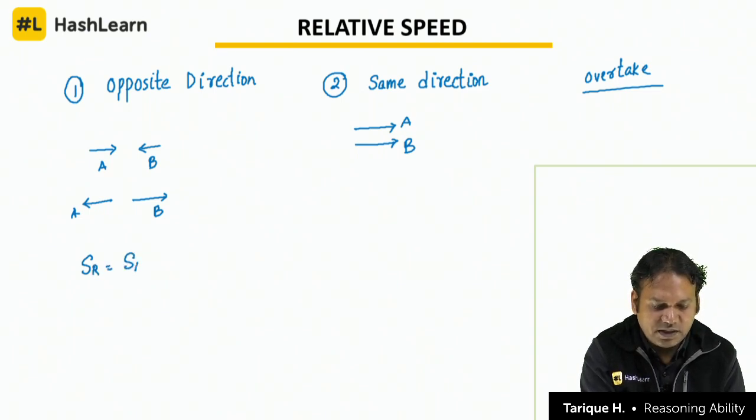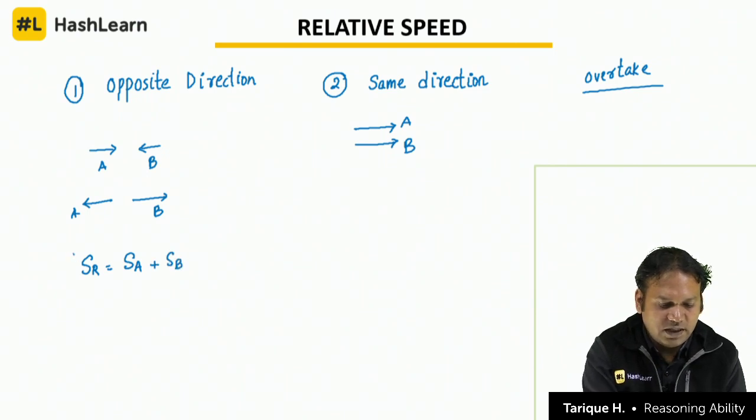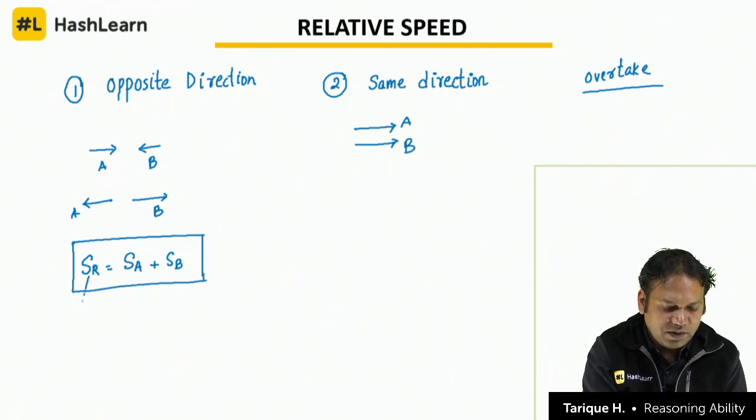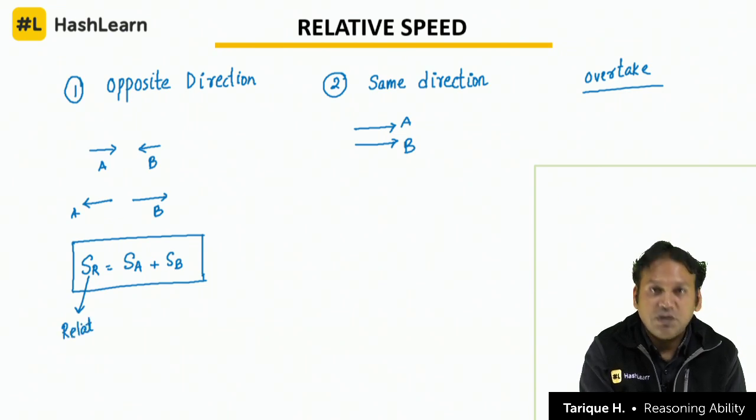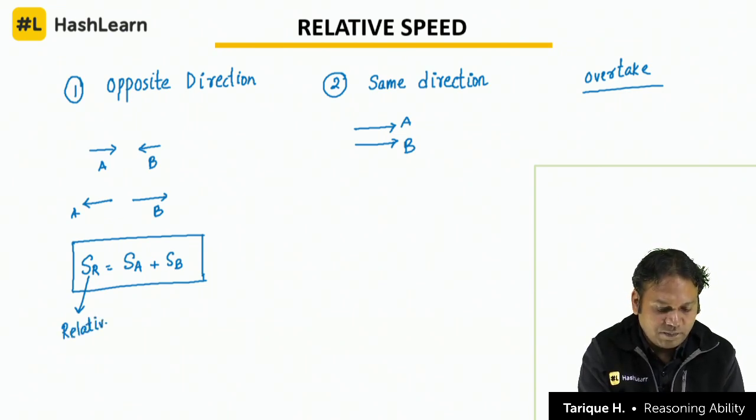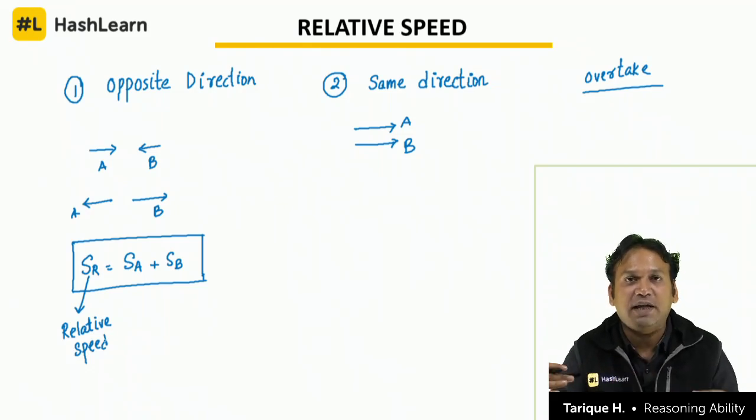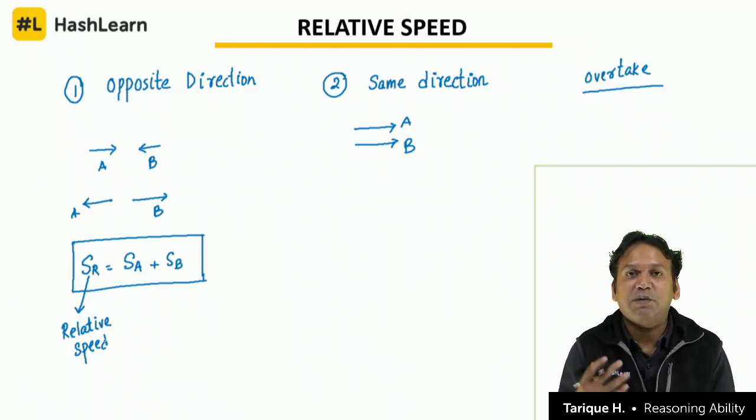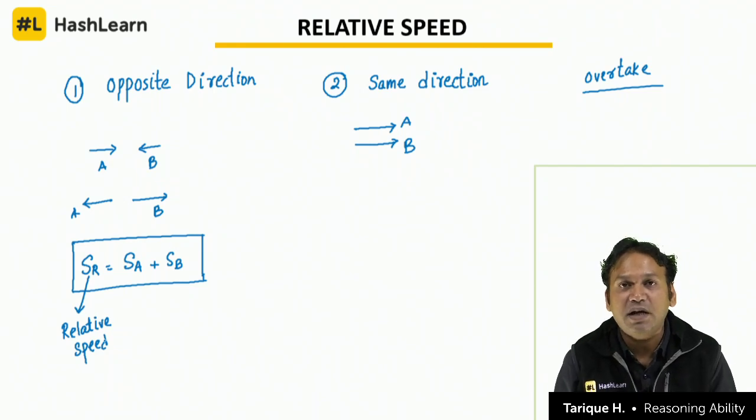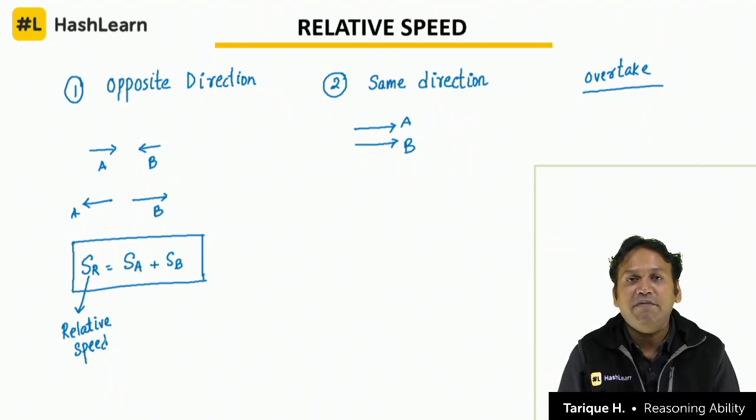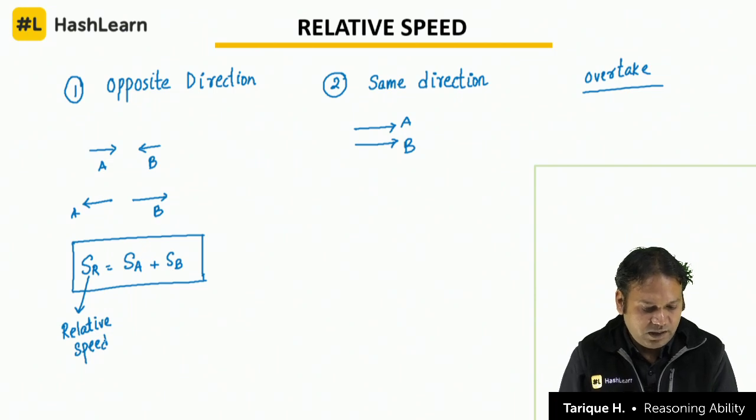So in the case of opposite direction, relative speed is given as the sum of speeds, SA plus SB. SR here stands for relative speed. So the relative speed is the sum of speeds of both objects. इसीलिए जब टू कार्स पास करते हैं एक दूसरे के साथ ऑपोजिट डायरेक्शन में तो स्पीड लगता है बहुत ज़्यादा हो गया है, राइट। So you experience as if the speed has increased when two cars are moving and passing by in the opposite direction. Clear?